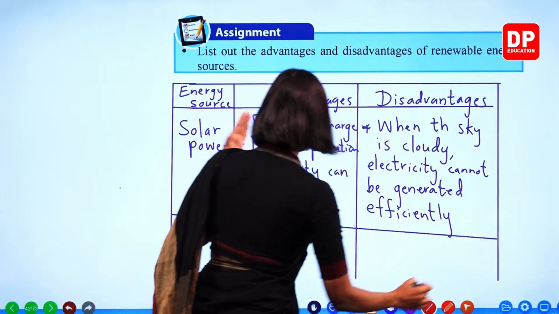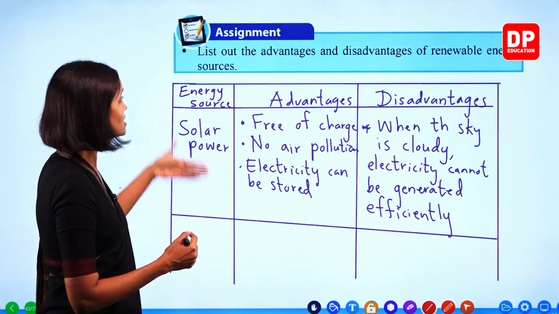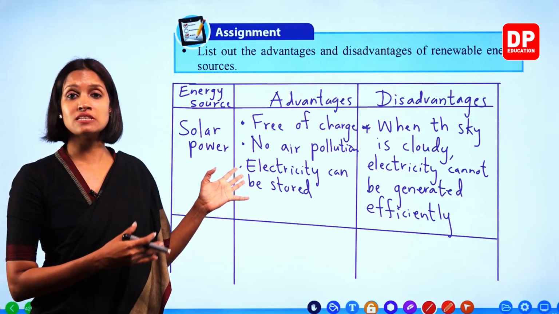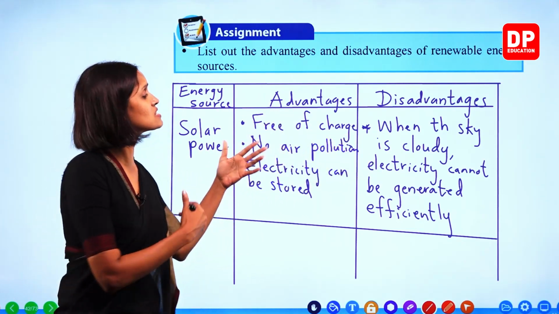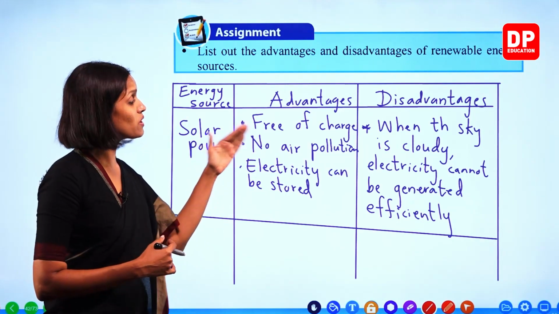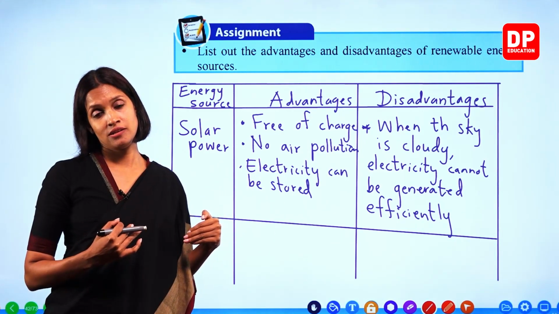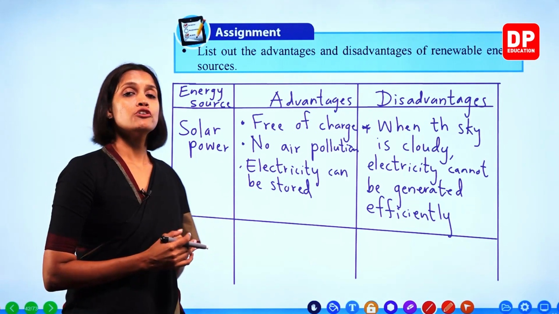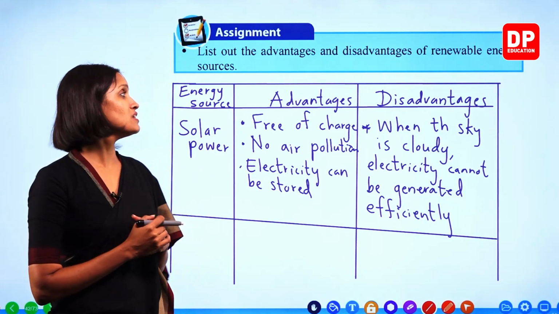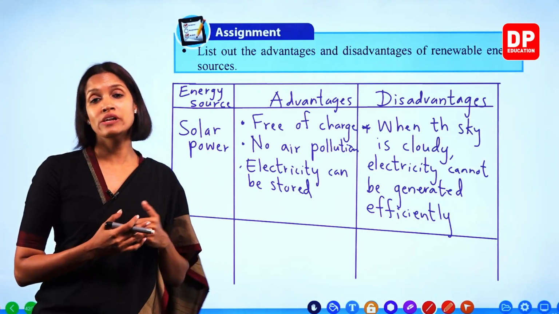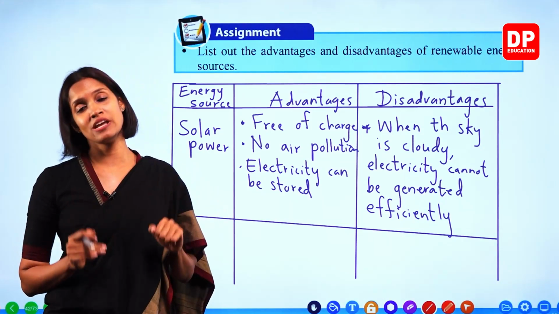So wind energy, likewise: advantages, disadvantages. You can list out all the renewable energy sources we discussed in this lesson, and write down the advantages and disadvantages. This is like a short note. When you do this activity, you will understand what you learned better. Right, children? Okay, so we have completed this chapter as well. In this chapter, we learned about a number of renewable energy sources. In the next chapter, we are going to learn about non-renewable energy sources.